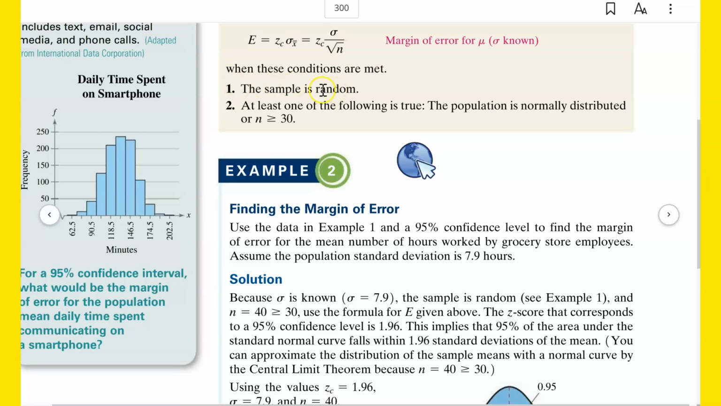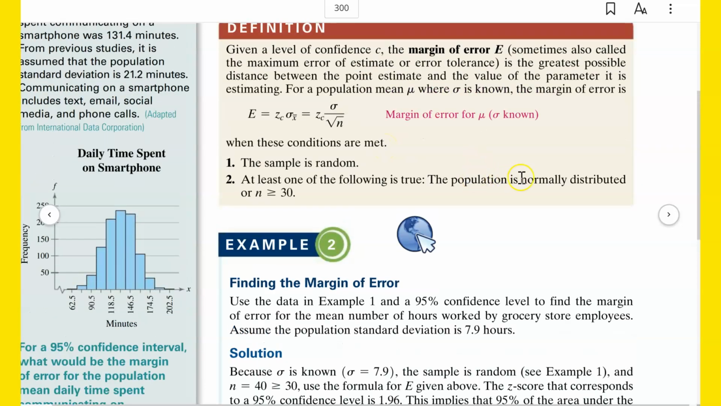When these conditions are met, the sample is random, and at least one of the following is true: the population is normally distributed, or n has to be greater than or equal to 30. So for this to work at all, either the population has to be normally distributed, and then it doesn't matter what your sample size is. But if you're not sure whether the population is normally distributed, then you must have a sample size that is at least 30.